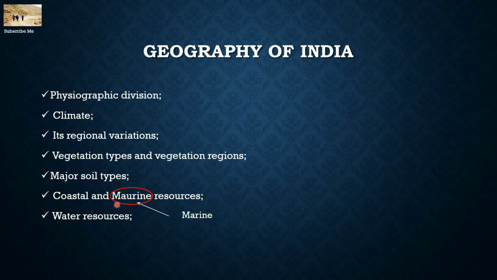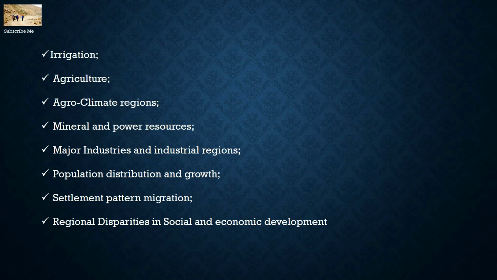The water resources, how the water is coming and how the people are using it, whether from rain or ocean, sea, or whatever resources are available. Study about it, along with irrigation, how irrigation is being done, along with the patterns and so on. Agriculture, how it is being done. Agroclimatic regions, what are the regions about it?